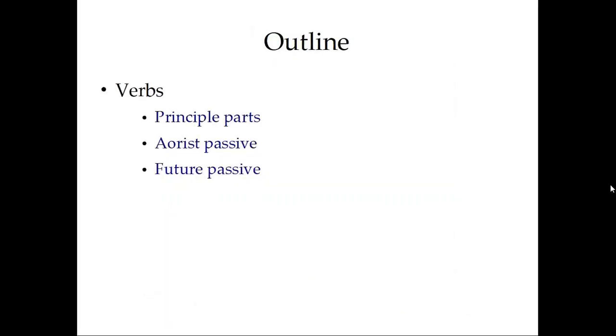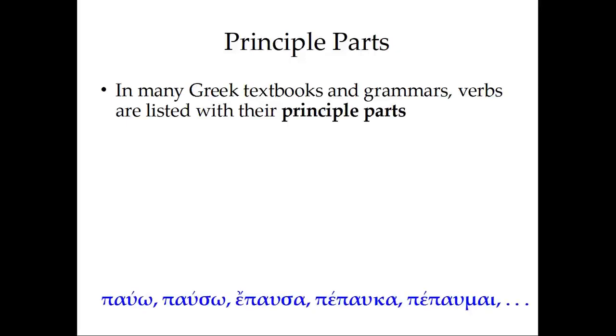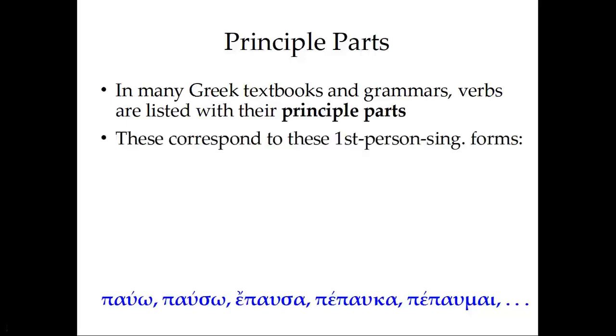In this grammar presentation, we'll be talking about the principal parts of verbs and be introduced to the aorist passive and the future passive. Principal parts. In many Greek textbooks and grammars, verbs are listed along with their principal parts. This is an example of the first 5 of 6 principal parts of the verb pao, I stop. These correspond to the following first-person singular forms, that is, the I forms of these verbs.